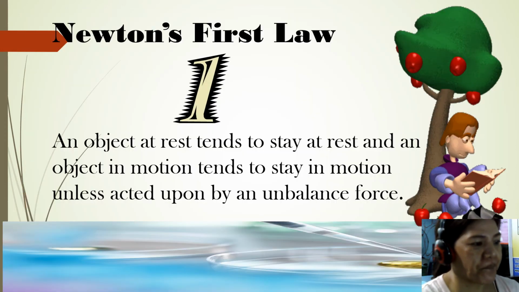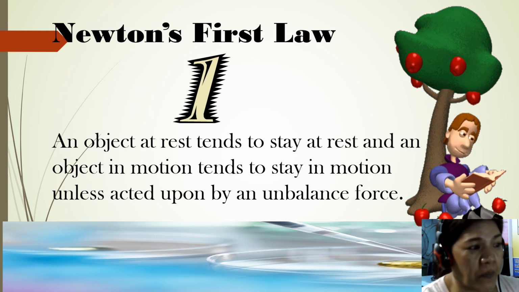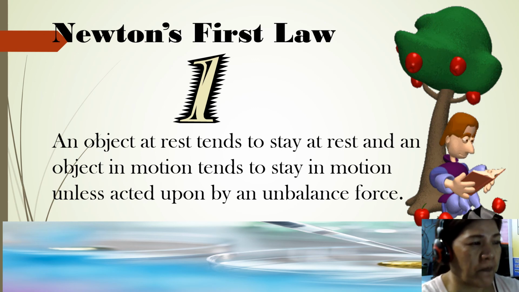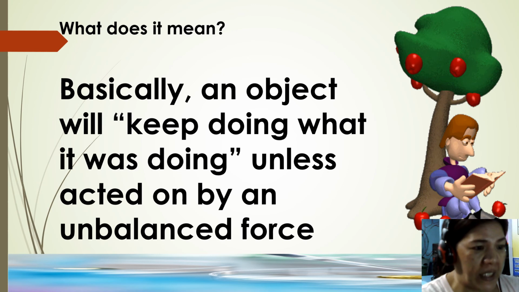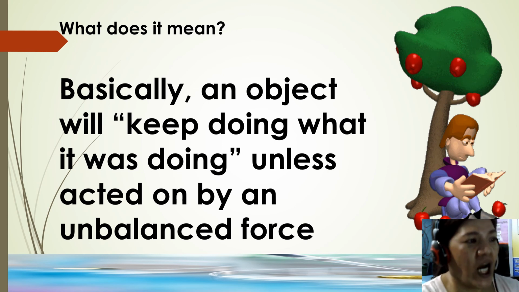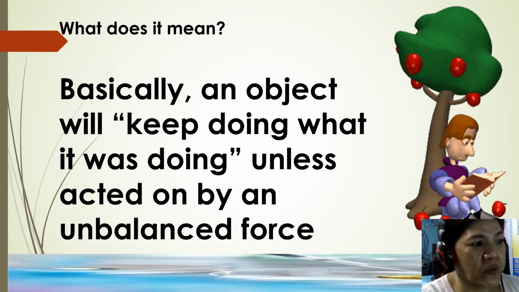Now, we have here Newton's first law, or the law of inertia. It states that an object at rest tends to stay at rest, and an object in motion tends to stay in motion unless acted upon by an unbalanced force. So what does it mean? Basically, an object will keep doing what it was doing unless acted on by an unbalanced force.